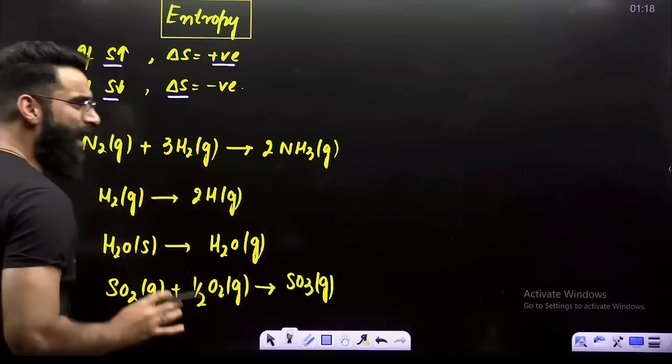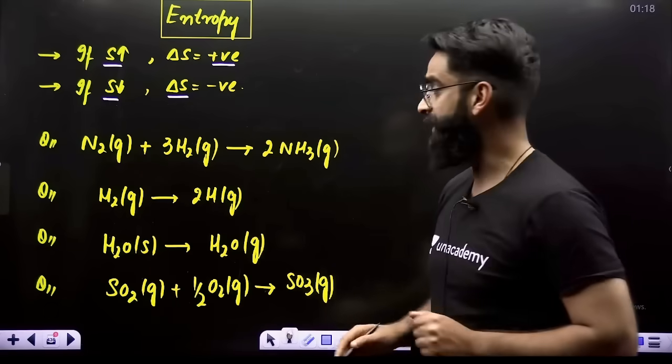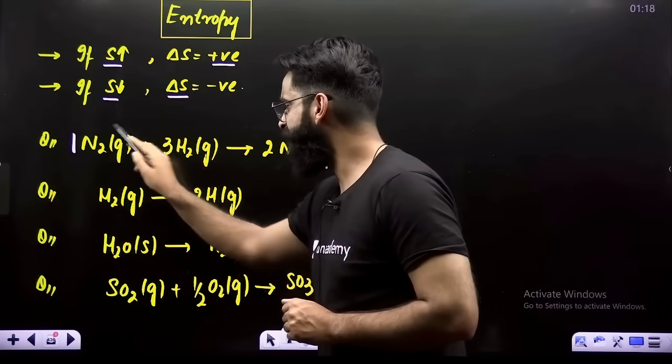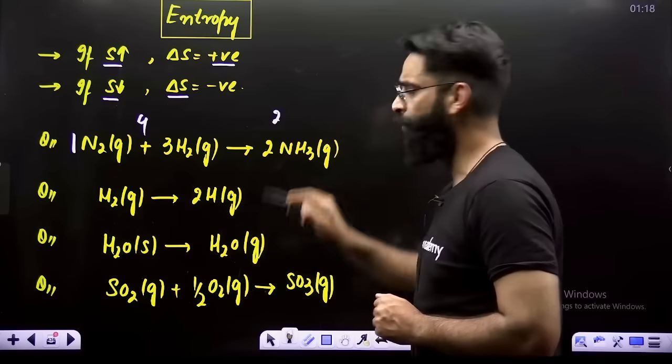In this particular question, you have to check the value of delta S. How do you exactly check the value of delta S? Try to understand. Stoichiometric coefficient here is 1, here it is 3. So on reactant side, we have got 3 plus 1, 4 gaseous moles. On product side, we have got 2 gaseous moles.